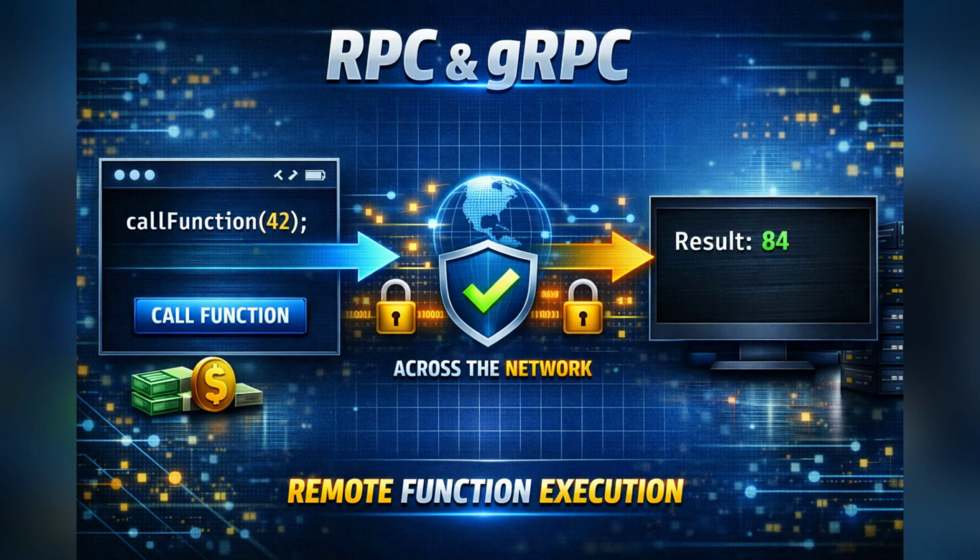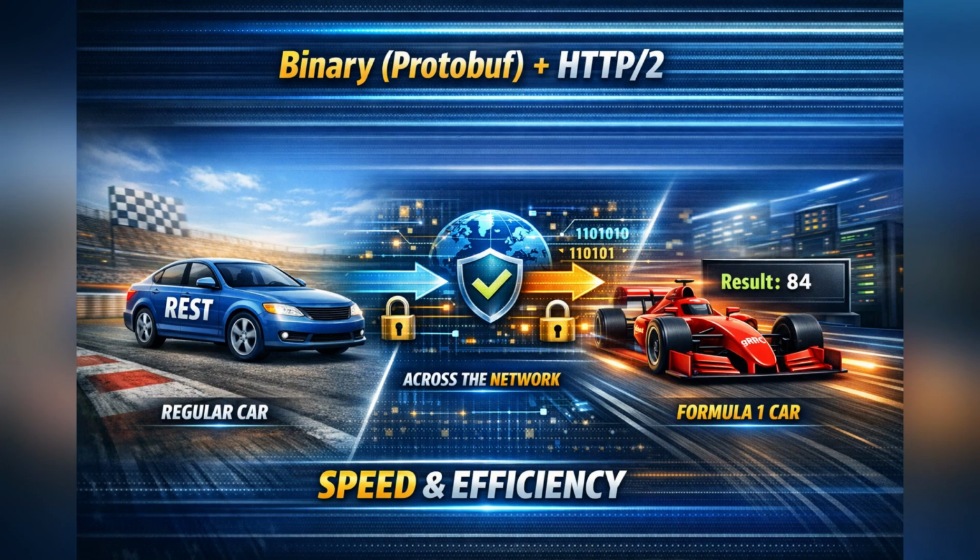Next, let's talk about RPC, Remote Procedure Call. RPC allows your program to execute a function on another machine, as if it were running locally. For example, you might write getUser(123) in your code, and behind the scenes, that request travels across the network, runs on a server, and returns the result. gRPC is a modern evolution of RPC, designed for speed and efficiency.